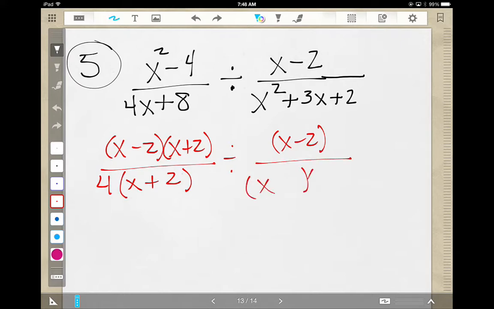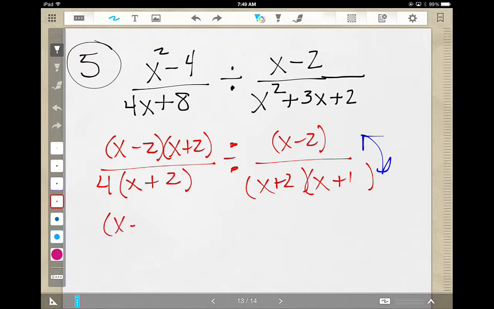I see it's x squared, so that's got to be x times x. A positive 2 and a positive 1 would multiply to 2 but add up to 3 in the middle. So the one thing I haven't done yet is the division. I factored everything. Now division means I need to take the reciprocal of the second number and then multiply.